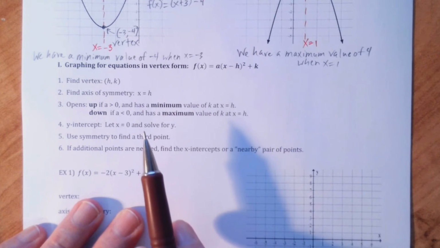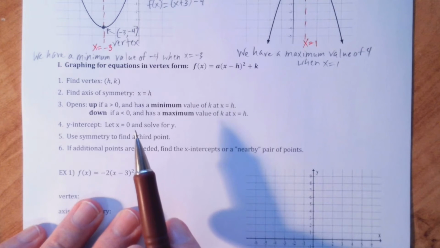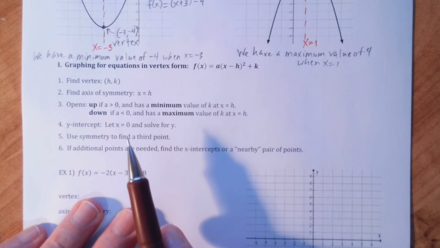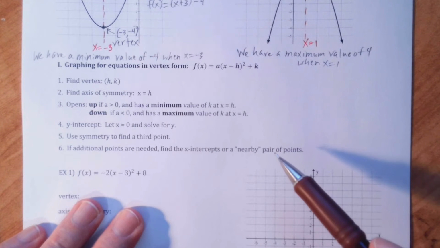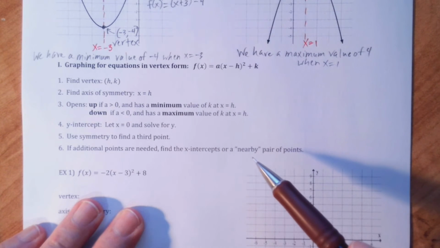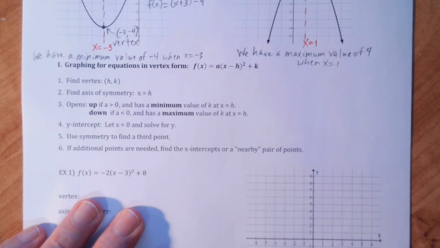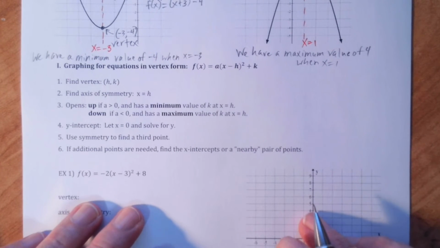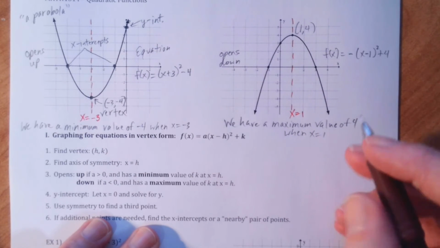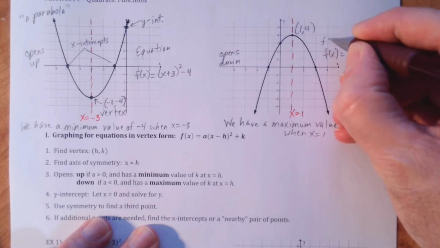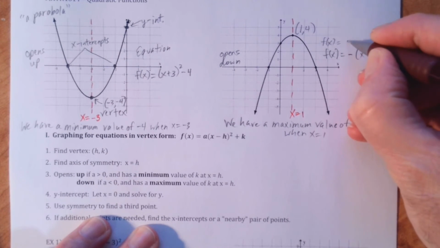Once you find the y-intercept, which is generally the easiest or one of the easiest points to find, we can use symmetry to find a third point, and we can always find additional points that are nearby if we want a more accurate graph.